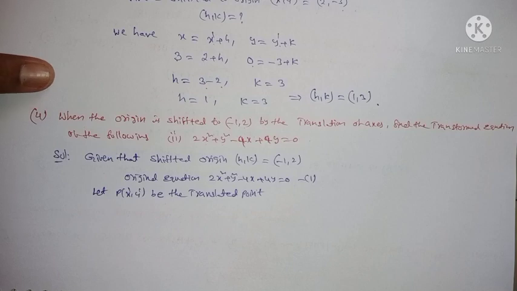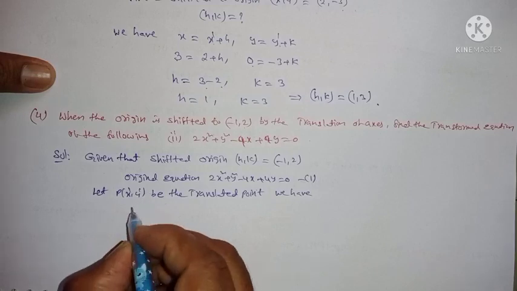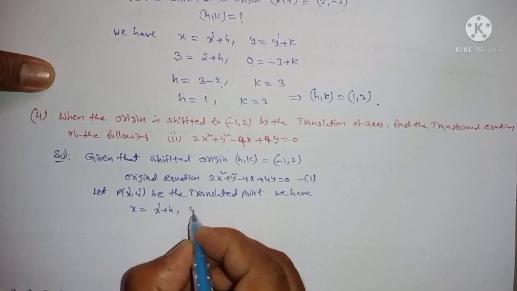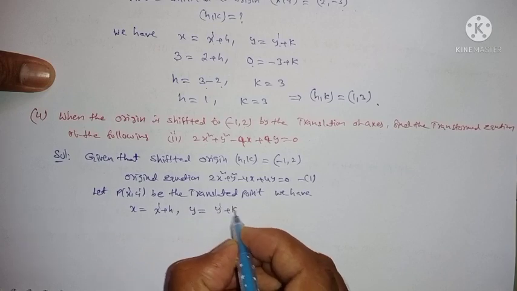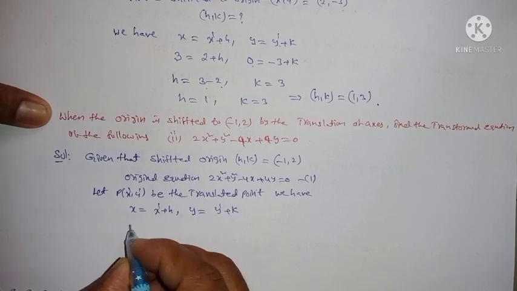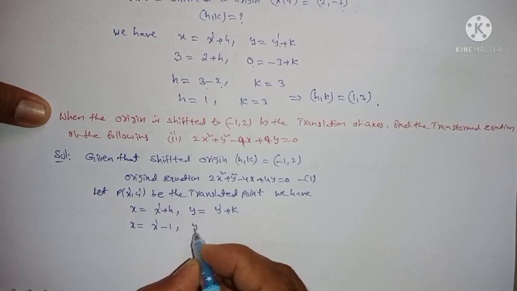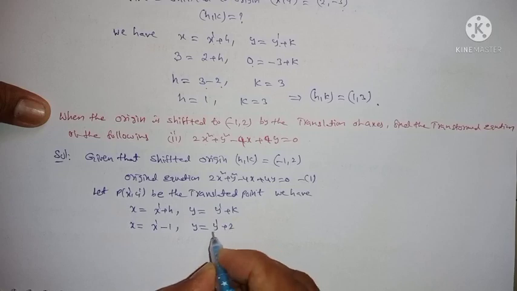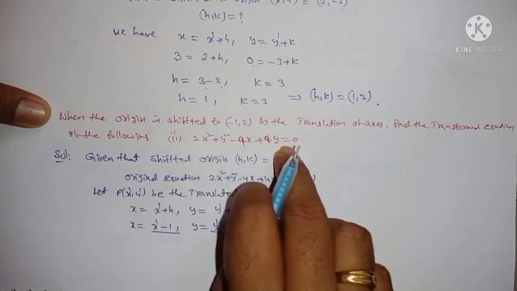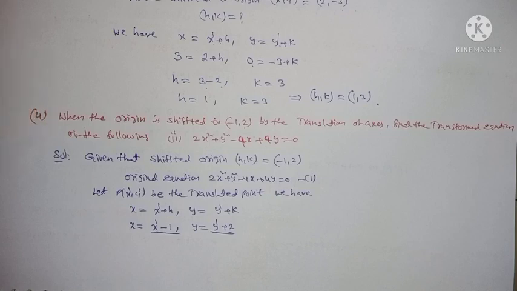Transformed or translated point. Then we have the formula x = x' + h, y = y' + k. You can substitute the h and k values here: x = x' − 1, y = y' + 2. We have the x and y values. These values you can substitute into the equation. From equation 1 you can substitute, and you get the required transformed equation.